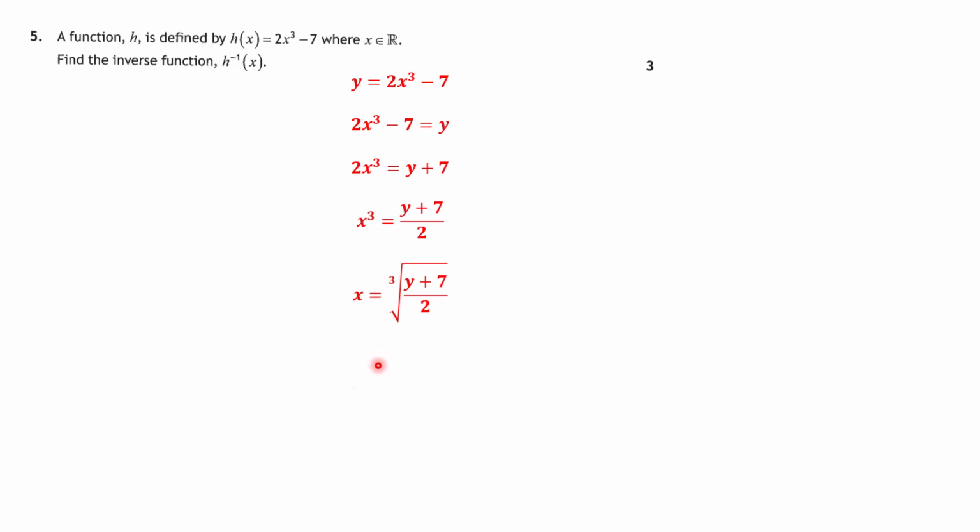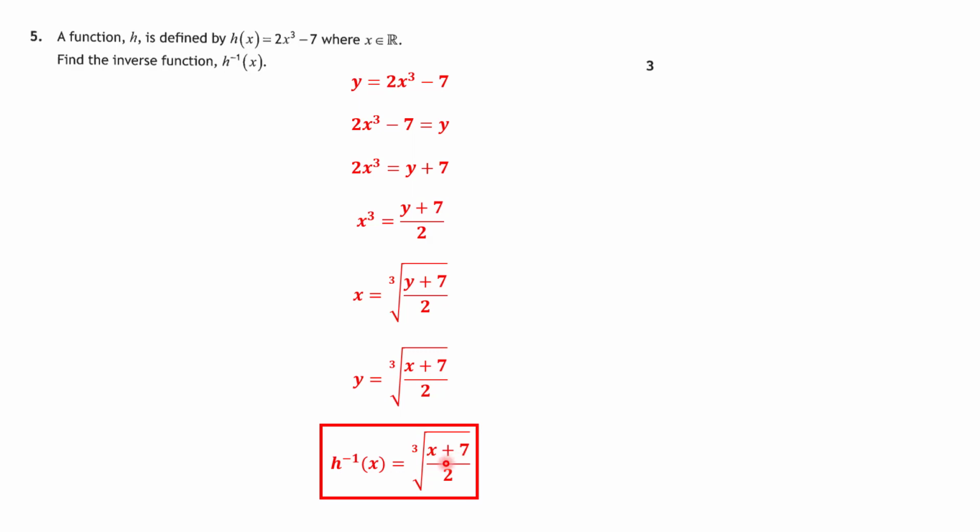The next step is we change this x into y and this y into x. Now this y here is related to the inverse function. This one here is actually h of x, but this y here is h to the minus 1 of x. So we finish off by saying h to the minus 1 of x is the cube root of x plus 7 all over 2. 3 marks for that question.